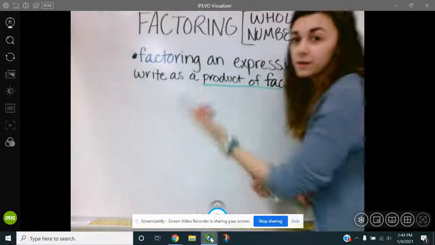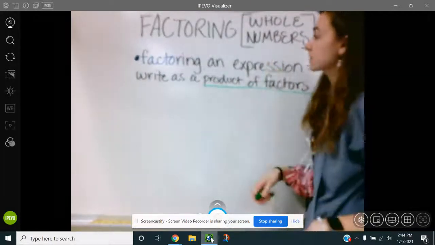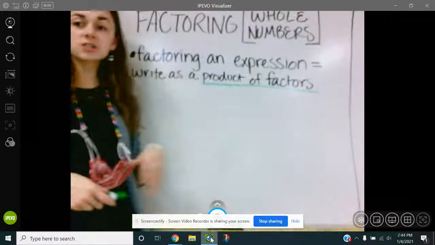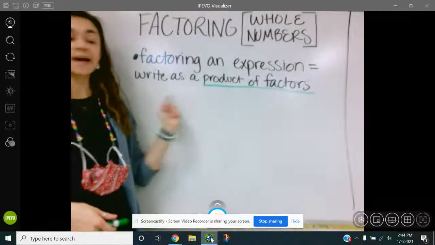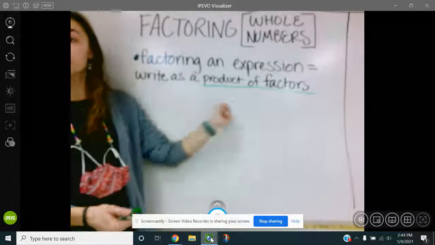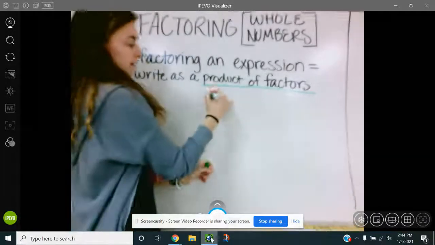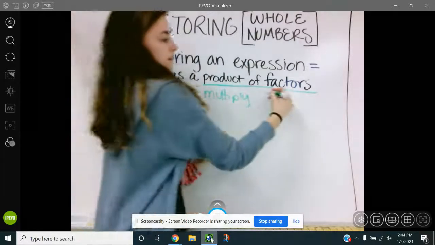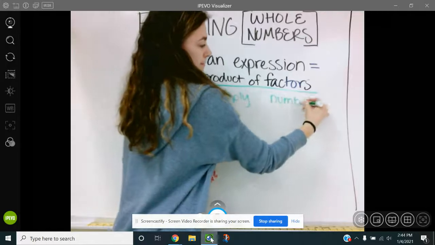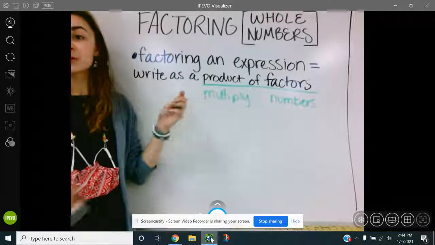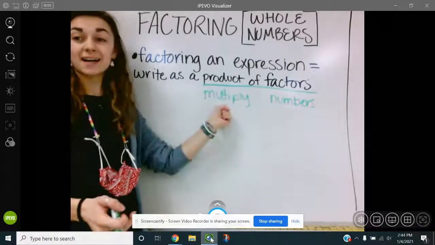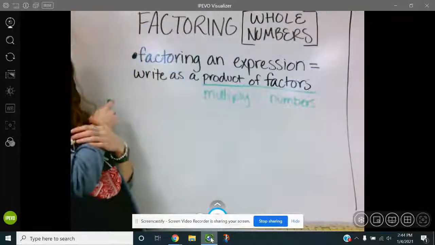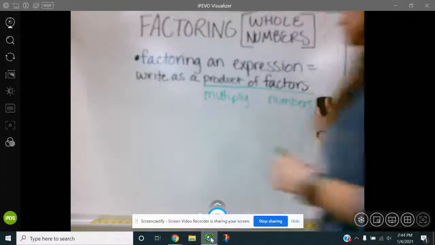All right, so we are learning how to factor with whole numbers in this video. First, we need to define what factoring an expression is. Factoring an expression is when we write the expression as a product of factors. Product of factors, what does that mean? Well, product means multiply, and factors are pretty much just numbers. So when we factor, we're taking our expression and rewriting it as multiplying numbers, essentially. Pause the video and write this down.